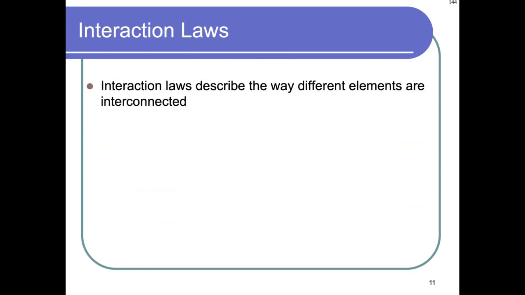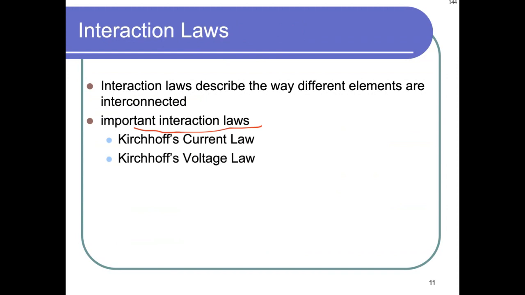Then we have interaction laws. Interaction laws describe the way different elements are interconnected, and there are two main interaction laws: Kirchhoff's current law and Kirchhoff's voltage law. We will mainly use the current law in this course because, for the kinds of problems that we deal with, it is the one that helps us the most. Any questions so far? Comments?